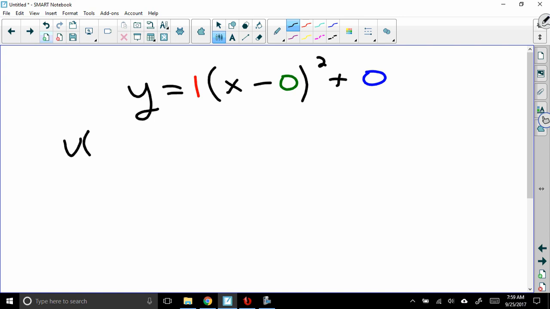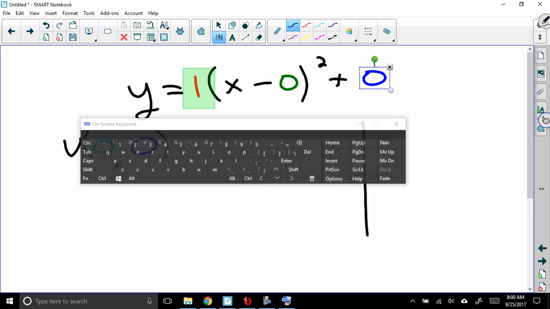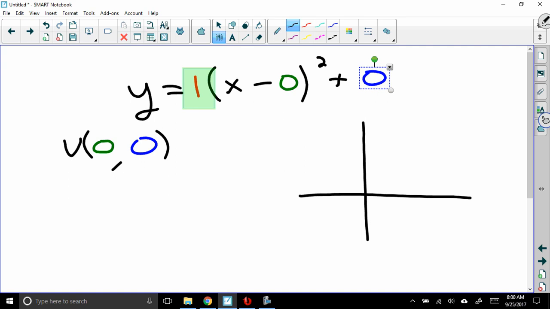So let's see what all this means. The vertex of this thing, because of this 0 being subtracted from x in here, that's the x-coordinate of the vertex. Because of whatever's being added to this function at the end after the parentheses, that's the y-coordinate of the vertex, which is 0. And because of this 1 right here, this function is as steep as it is.